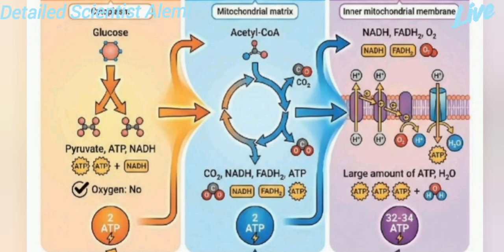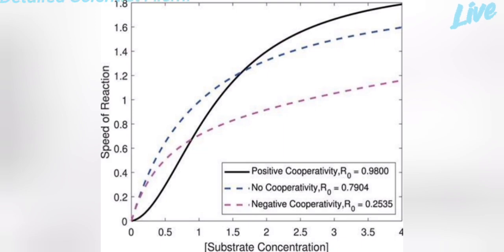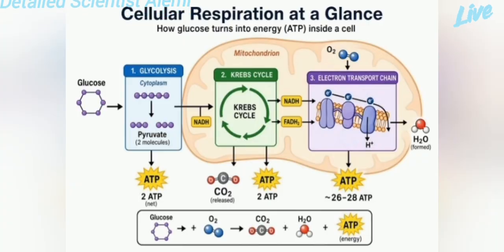In summary, enzyme regulation controls metabolic flow. The pathways are stepwise enzyme sequences. End product inhibition prevents overproduction. Allosteric regulation changes enzyme shape, while covalent modification acts as molecular switches.